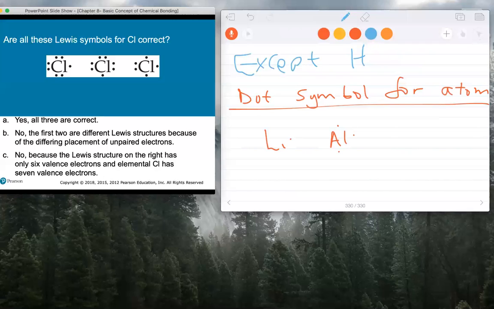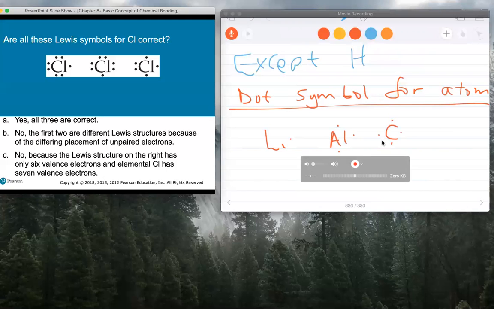This is aluminum. When it gets to carbon, which is in group 4A, it has 4 dots around it. It's important to note that you do not pair the dots until they are singly distributed around the chemical symbol, and the maximum you can go with single distribution is 4.